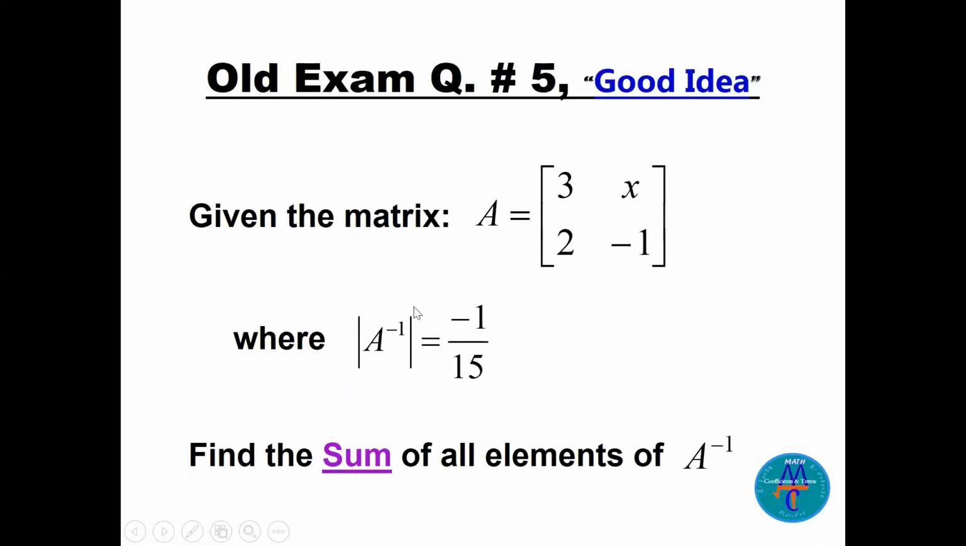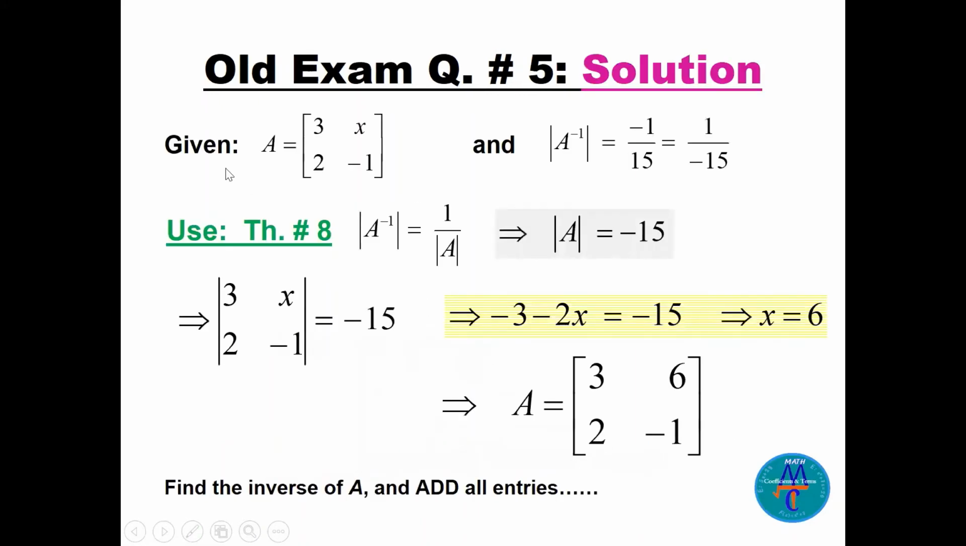This is a good idea because it contains determinants and inverses together. Given matrix A, 2 by 2, the determinant of the inverse is minus 1 over 15. Find the sum of all elements, or the entries, or the members, or the numbers of A inverse. So this is A, this is the determinant of the inverse, and we need the elements of A inverse. We need to add them. How do we start?